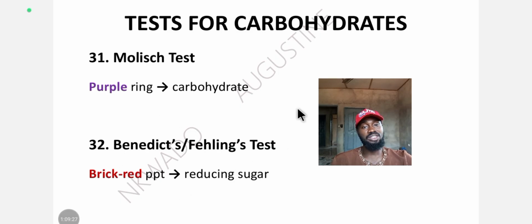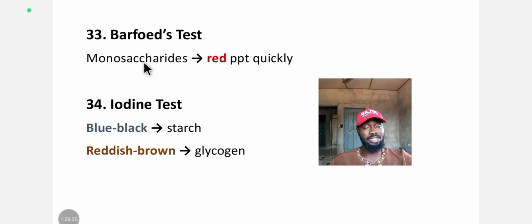JAMB and WAEC love this Benedict and Fehling test so much. The next we have here, still under the test for carbohydrates, is the Barfoed test. In the Barfoed test, you add the reagent to the solution that you suspect has carbohydrates. You get a red precipitate quickly.